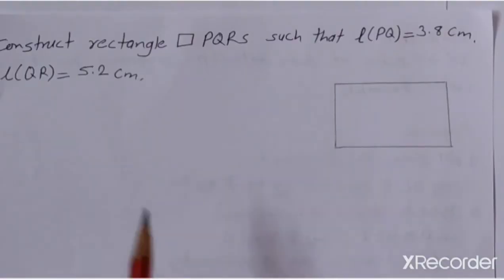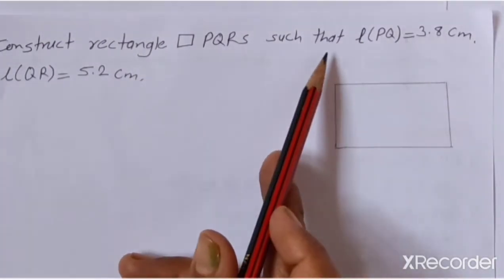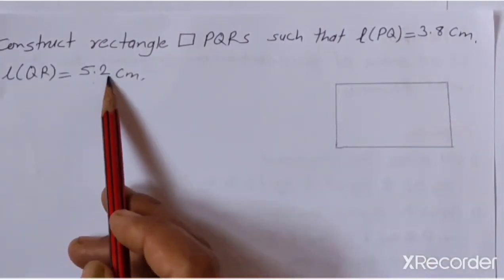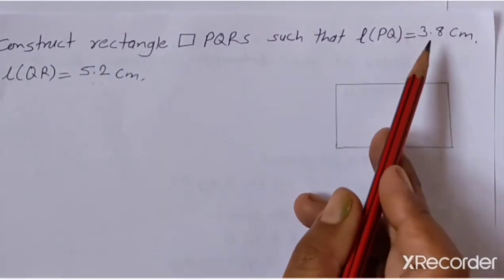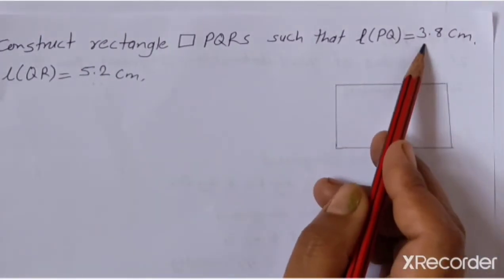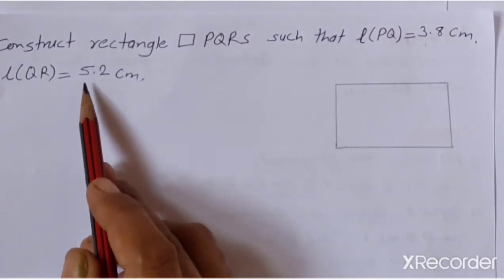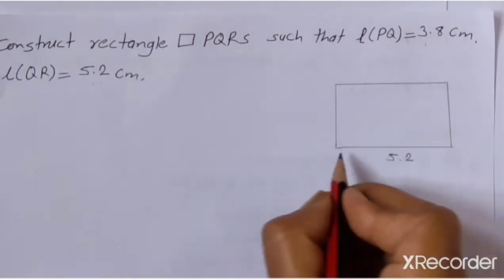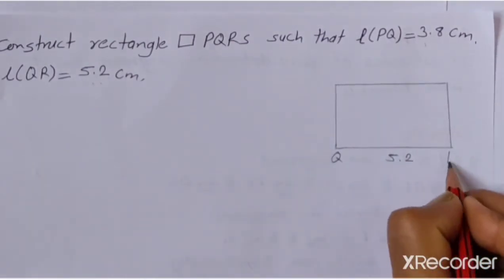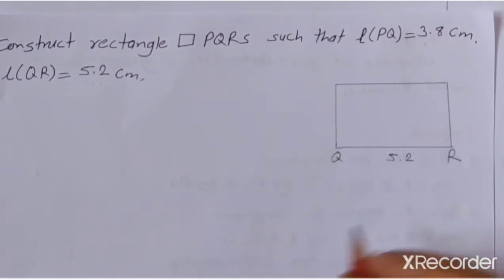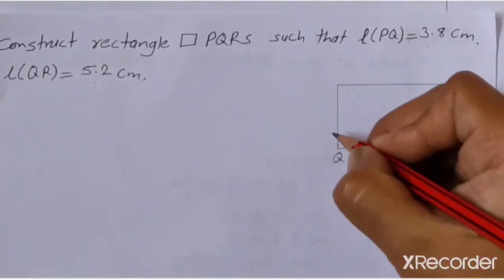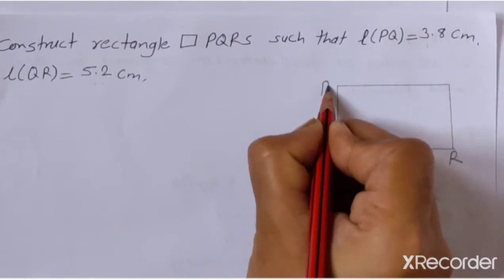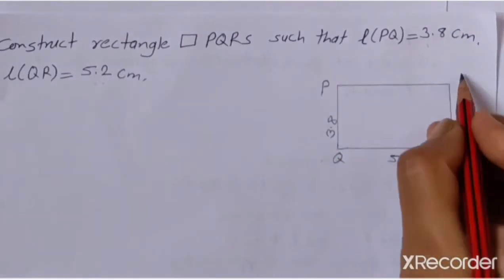Now, construction of a rectangle. Construct rectangle PQRS such that the length of PQ is equal to 3.8 centimeter and the length of QR is equal to 5.2 centimeter. Here the lengths of two sides of the rectangle are given. I choose 5.2, which is the bigger one, as the length. So the vertices are Q and R, and I am choosing 3.8 as its breadth. So these points become P, Q, R and S.